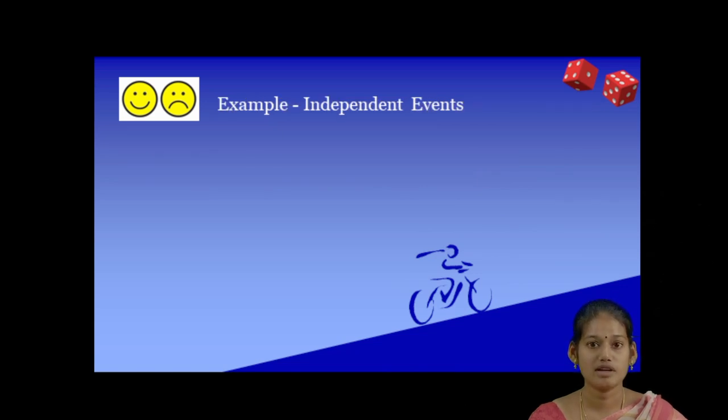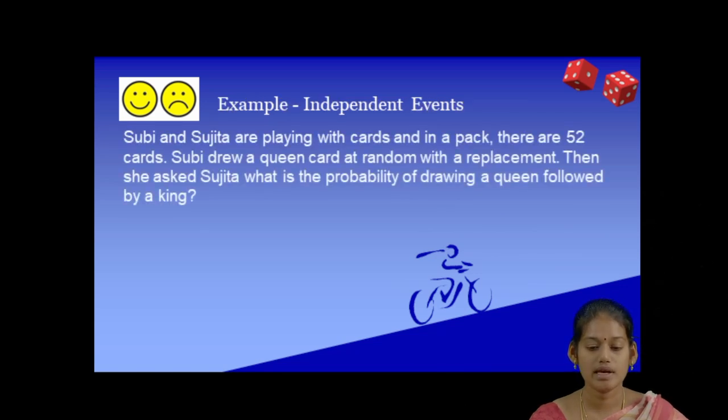So I am going to explain with an example. Subhi and Sujita are playing with cards, in a pack of 52. Subhi draws a queen card at random, with replacement. Then she asks Sujita, what is the probability of drawing a queen followed by a king? Here we are going to observe that it is with replacement.